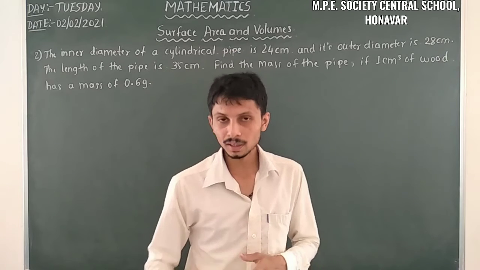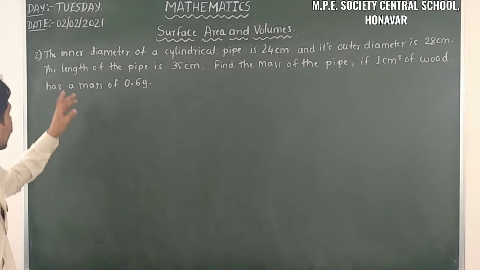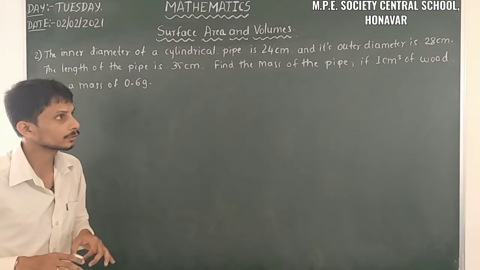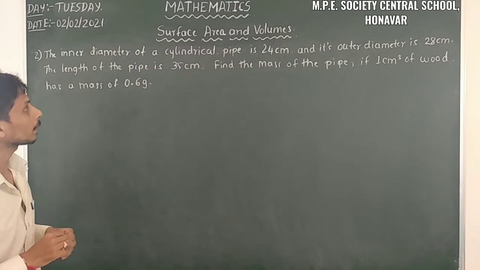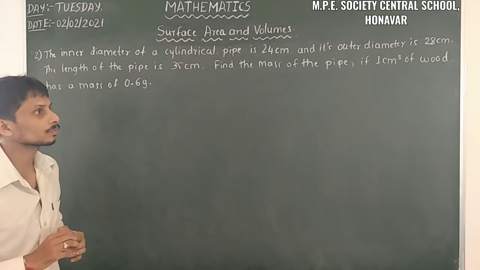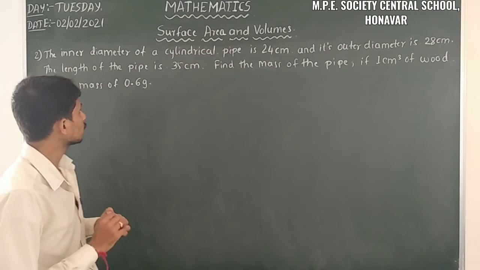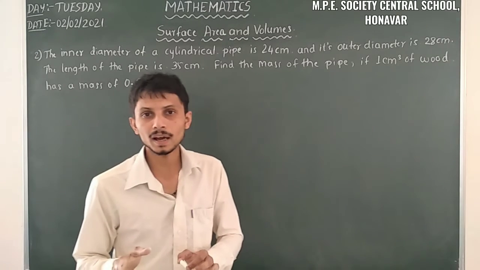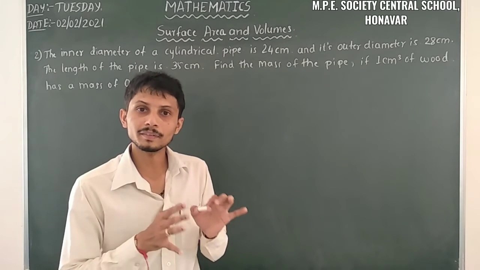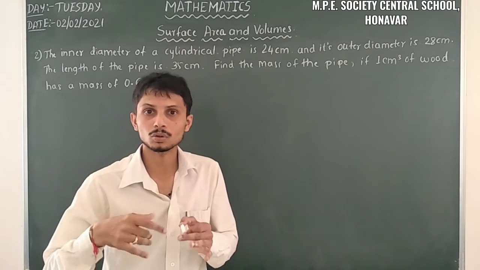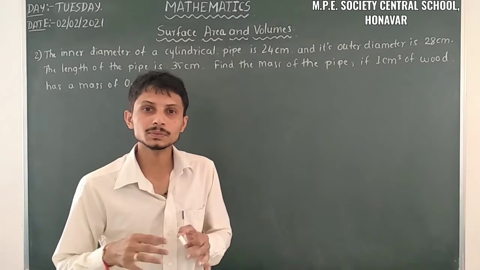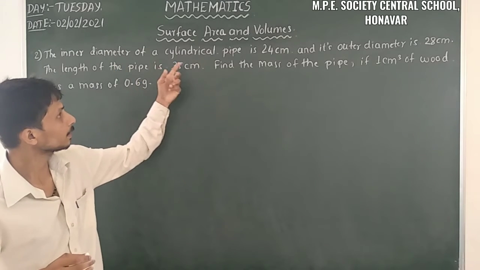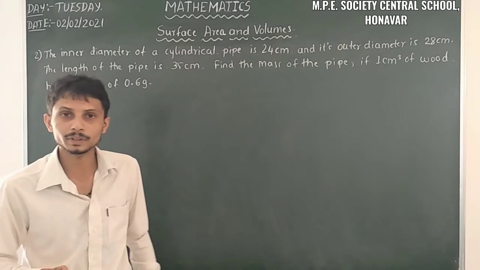Let's take the second problem here. Just observe, the inner diameter of the cylindrical pipe is 24 centimeter and its outer diameter is 28 centimeter. The length of the pipe is 35 centimeter. Find the mass of the pipe if 1 centimeter cube of wood has a mass of 0.6 gram. So we have a pipe made of wood, hollow inside, so we have to take out that part. The inner diameter is 24 centimeter and the outer diameter is 28 centimeter.